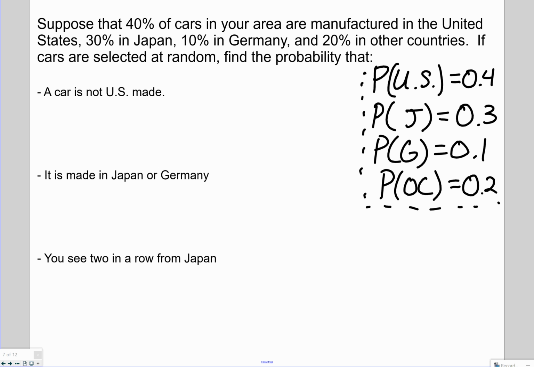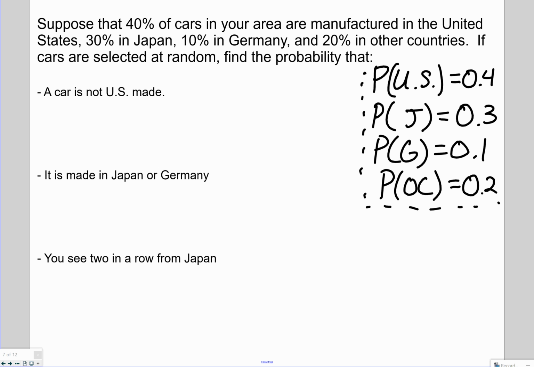This is talking about cars in our area, so let's just say the greater Houston area. How many cars do you think the city of Houston has? 5 million? More than that? 10 million? 20 million? Let's go with 5 million. Sound good? Doesn't matter, those numbers are all a lot. Okay, so 5 million cars.